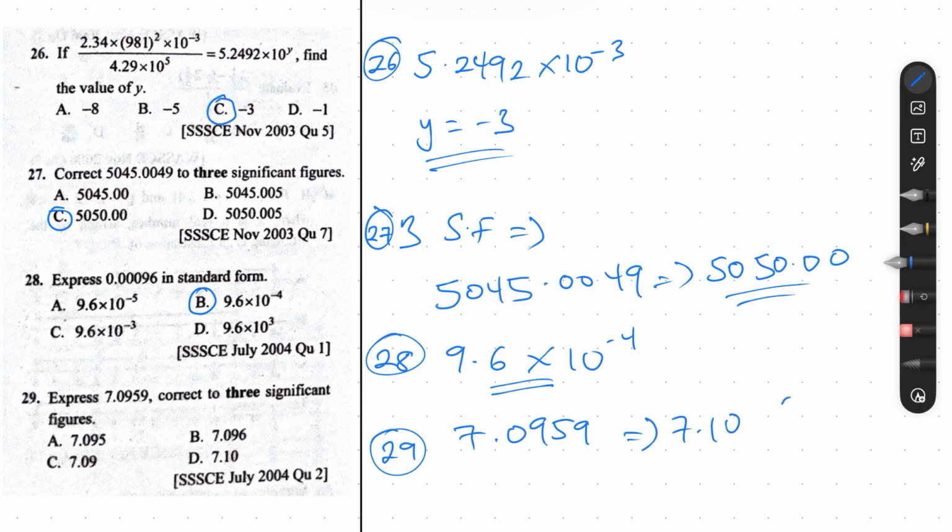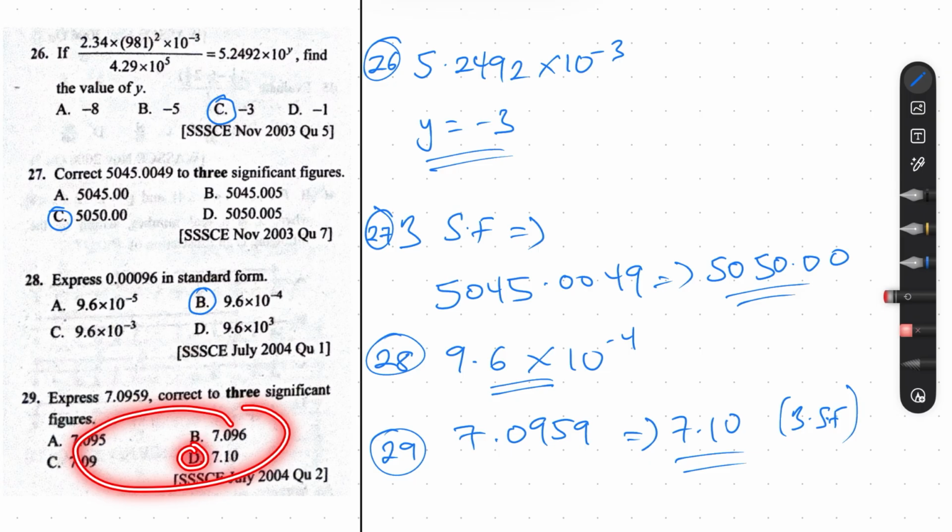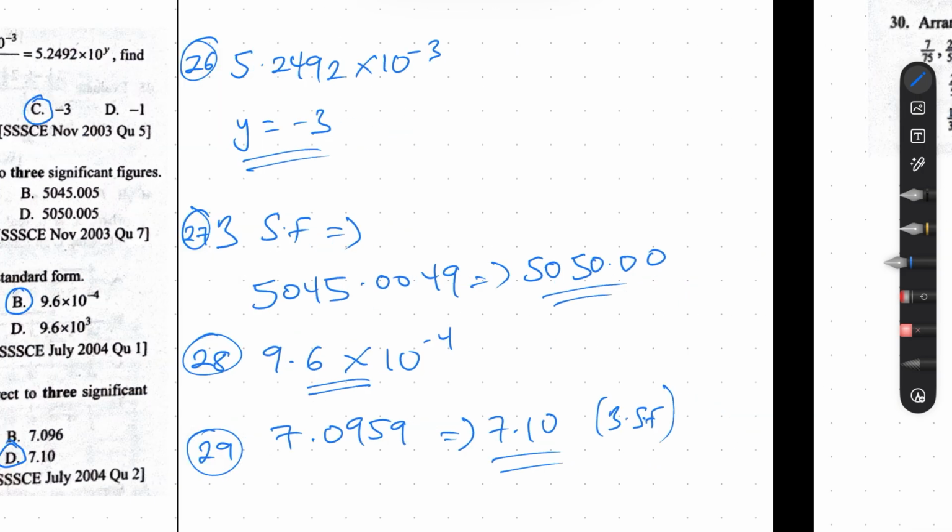7.10, 3 significant figures. And this is our answer. Do you have that in the answers? Yes, we have it right here. D. So let's circle D. Cool. Let's move on to the next set of questions.